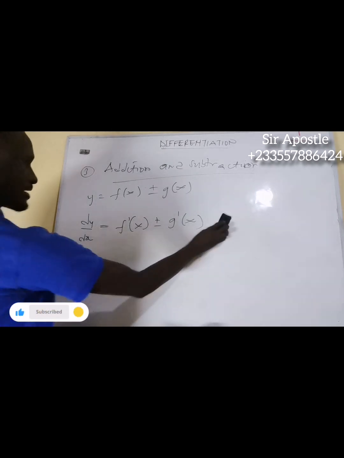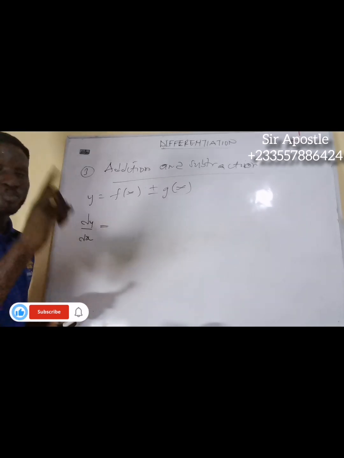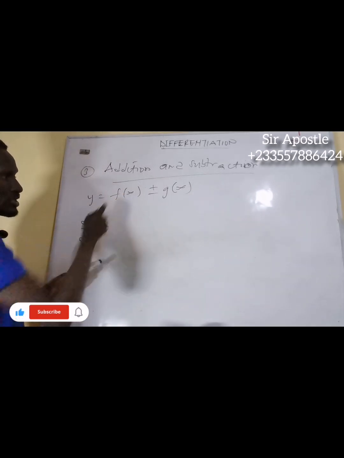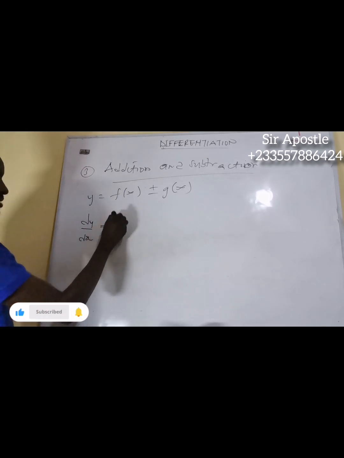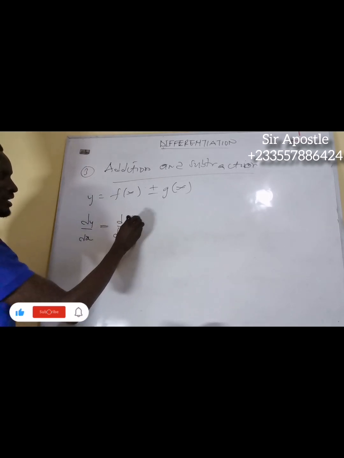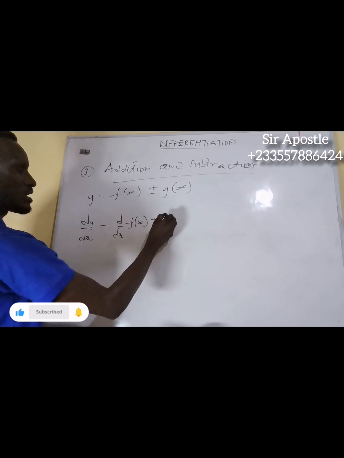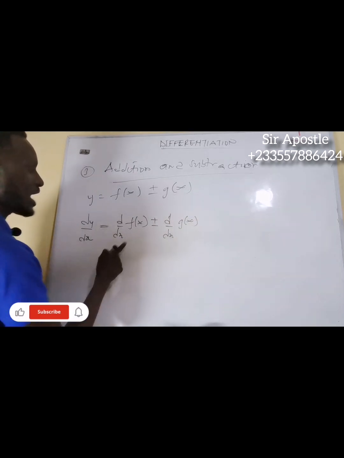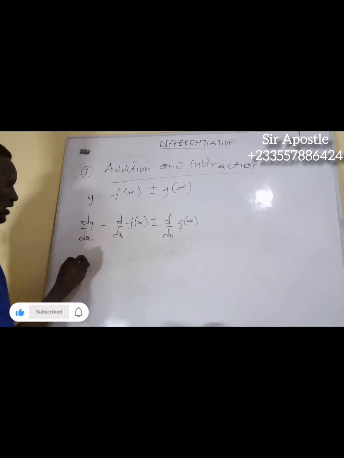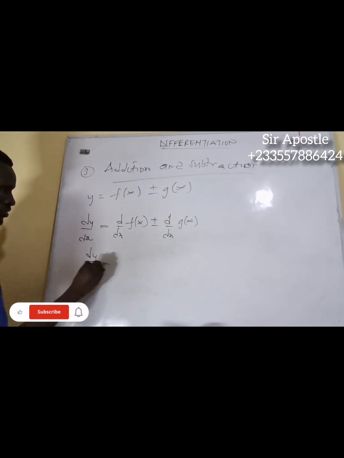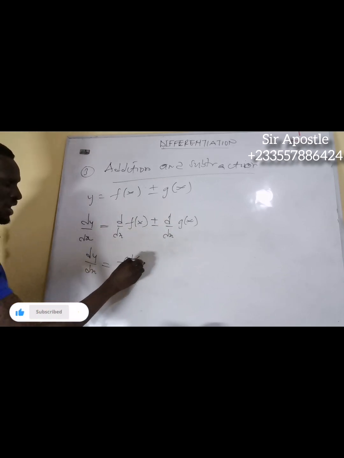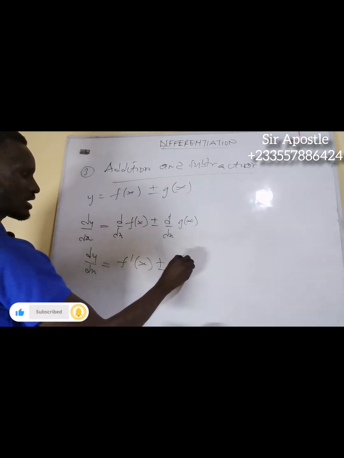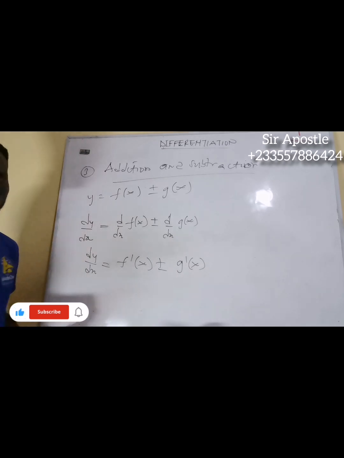Now I can also write this like this. I told you in our previous video that when we bring a prime here, it means we are differentiating. So this one means I'm differentiating f of x, then I will differentiate g of x. I want to show working. So dy/dx is equal to, when you differentiate f of x, I'm going to get f prime of x, plus or minus, and when I differentiate g of x, I'm going to get g prime of x.